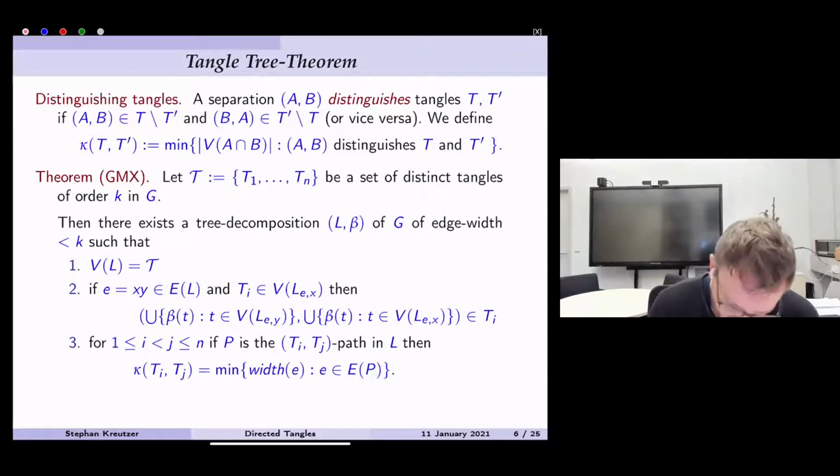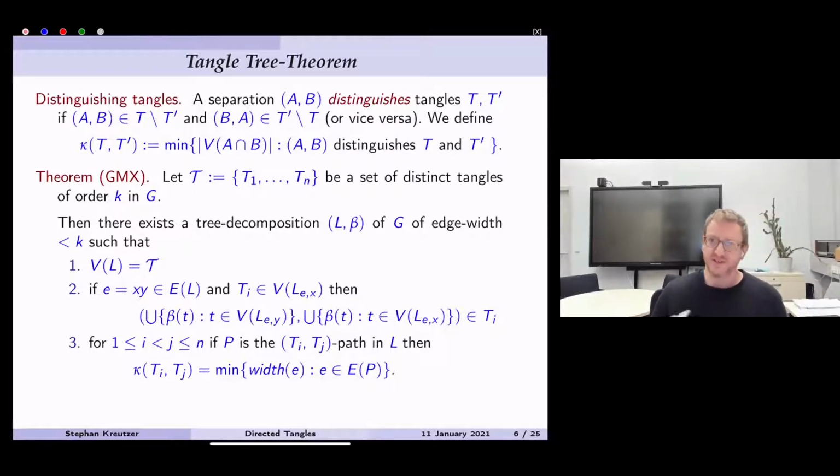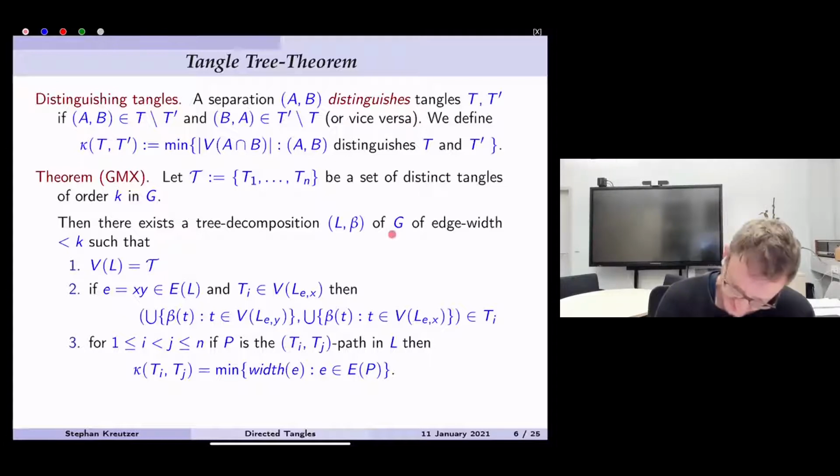And then the theorem that's proved in graph minors X is the following: if T is any set of distinct tangles, which are pairwise distinguishable, then there exists a tree decomposition. This is just a standard tree decomposition of the graph G of edge width less than k, with the following property. The vertices of our tree are just the tangles in T.